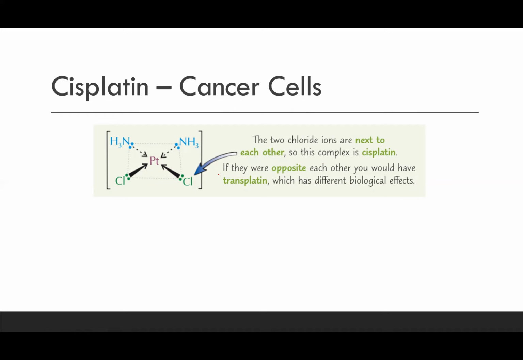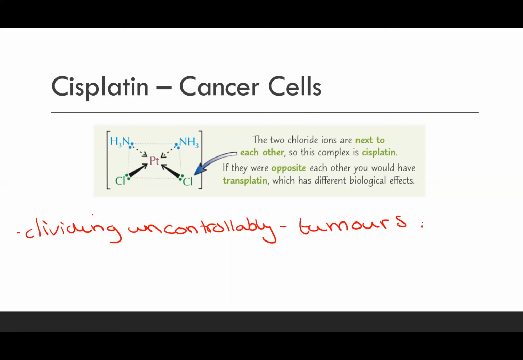And as you know, cancer is caused by cells in the body dividing uncontrollably. And as they divide uncontrollably, they form tumours. In order for a cell to divide, it has to replicate its DNA. What cisplatin does is it binds to DNA and causes kinks in the DNA helix. When these kinks form in the DNA helix, it stops the proteins that replicate the DNA from copying it properly. This stops tumour cells reproducing.